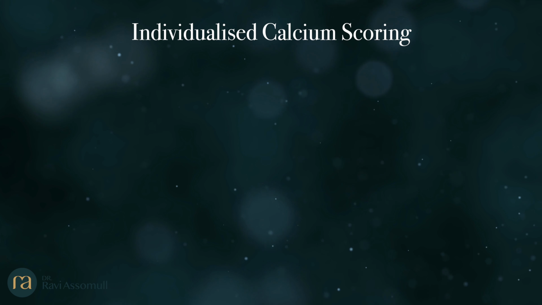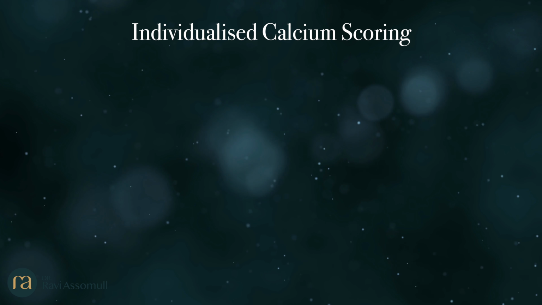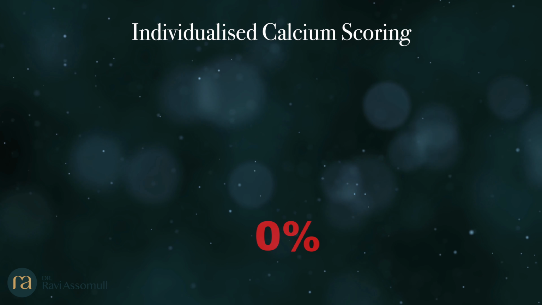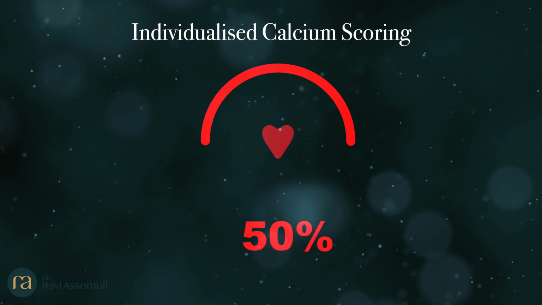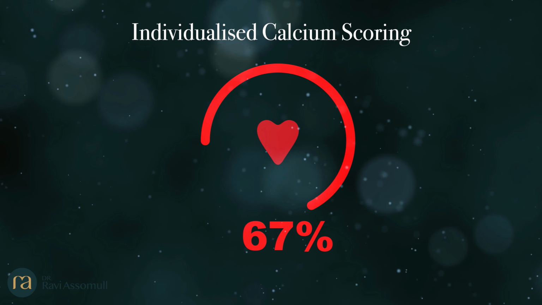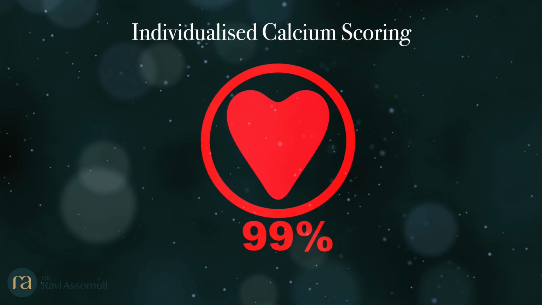We can use your score and compare it to individuals of the same age and gender and rank you using a percentile ranking. For example, a 50th percentile score indicates an average calcium level for your demographic, while a 99th percentile score suggests a significantly elevated risk of a future cardiovascular event.